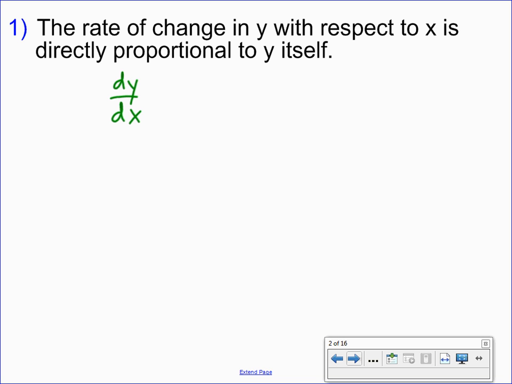So "is" is my verb. So "is" would be my equals. Directly proportional to, that means k times. So k times, and then y itself, well, that's y again. So dy/dx is directly proportional to, that means k times, and then y itself. And so dy/dx equals k times y. Raise your hand if you had this. So dy/dx equals k times y.